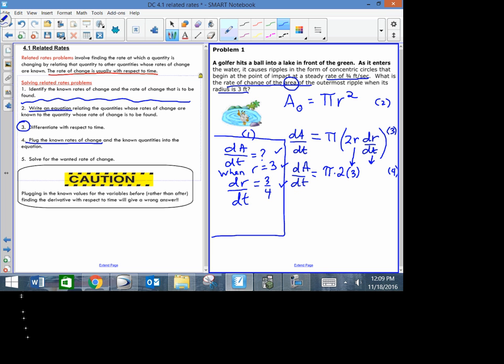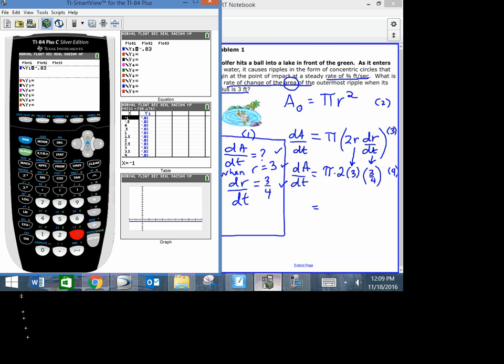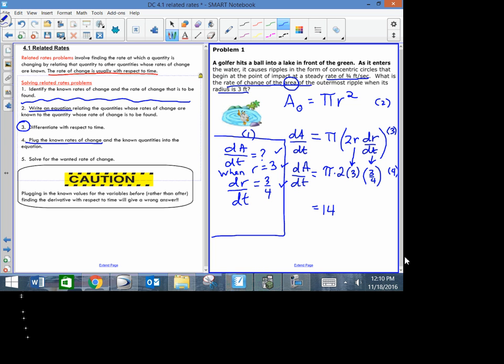3. And dR/dt? 3/4. Okay, calculator, here we go. All we have to do is plug that in. You can leave it in terms of pi, but you don't really need to, so I'm just going to put my pi in there. Times 2 times 3 times 3/4. Okay. 14.137. All right. Now, on word problems, this was step 5, solving.